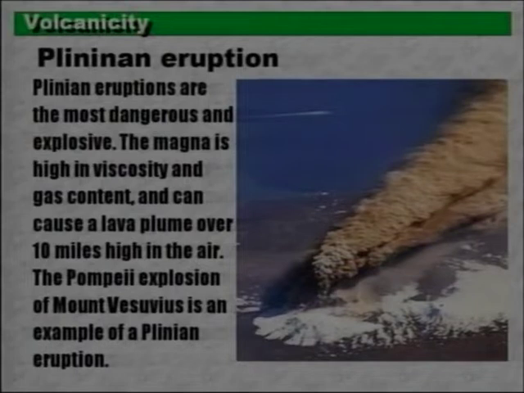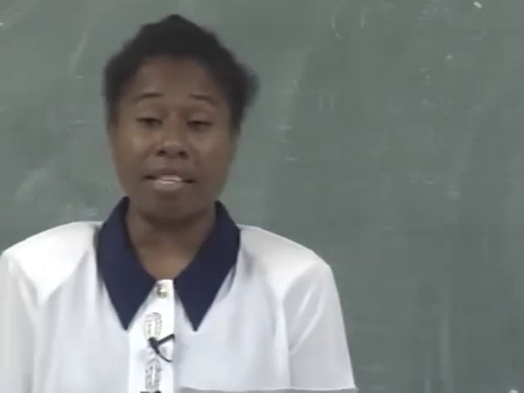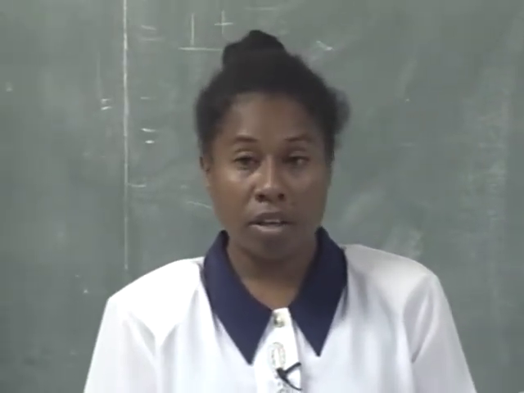The Pompeii explosion of Mount Vesuvius is an example of a Plinian type eruption. If we look at the information from our worksheet also, other examples of the Plinian type eruption around the world, we have the Tarawera volcano in New Zealand in 1886, which had also the Plinian type eruption.